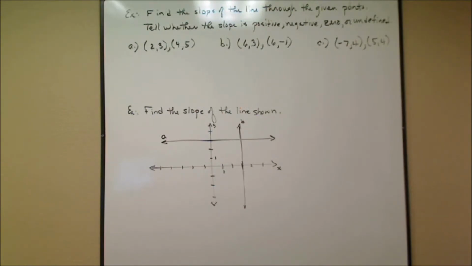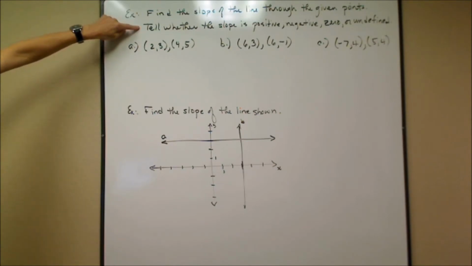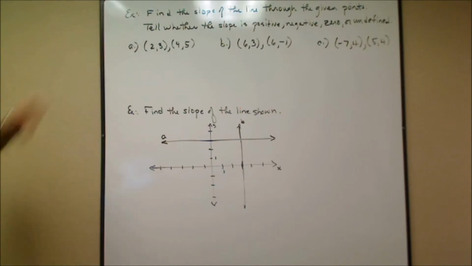Okay, we're going to do a little bit more, some of the same stuff. We're still going to use the slope formula here. Find the slope of the line through the given points. That's that y sub 2 minus y sub 1 over x sub 2 minus x sub 1 we just did. But this time we're also going to tell whether the slope is positive, negative, 0, or undefined. But we'll be able to tell that from the slope itself.